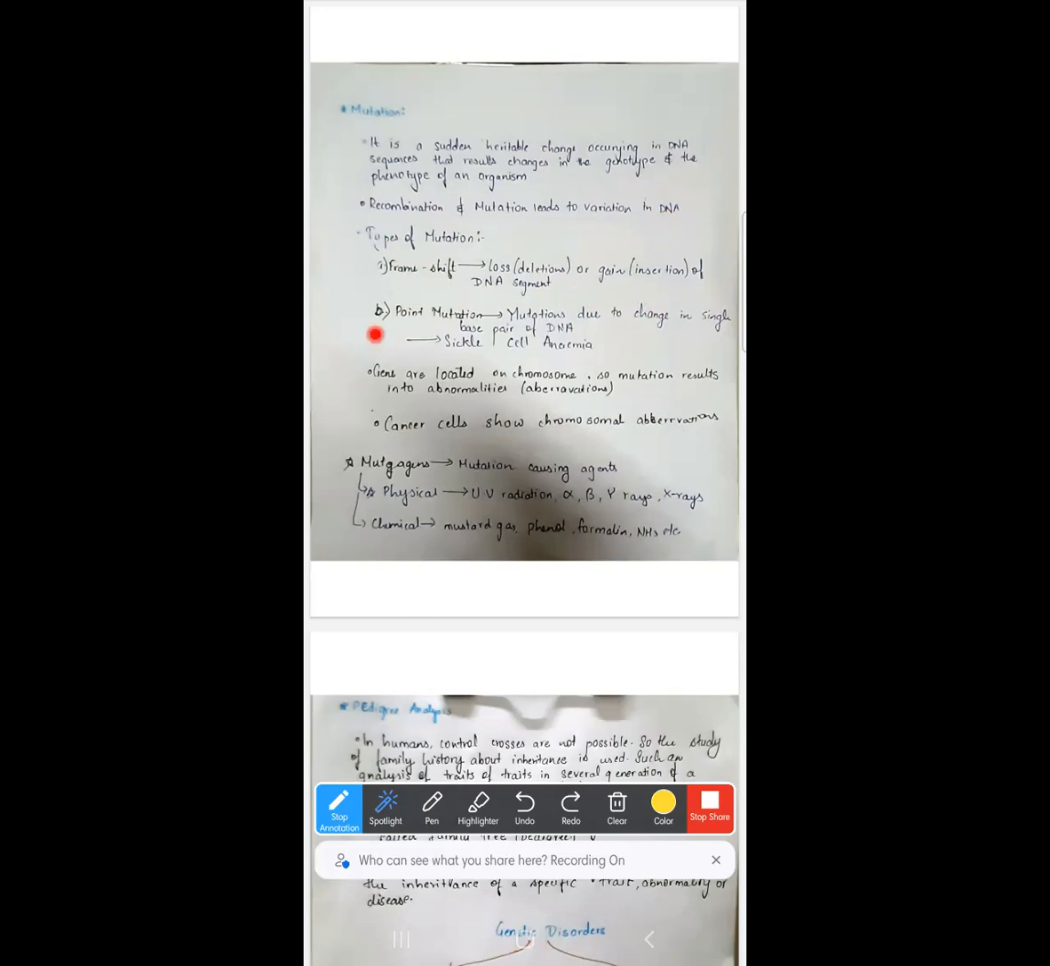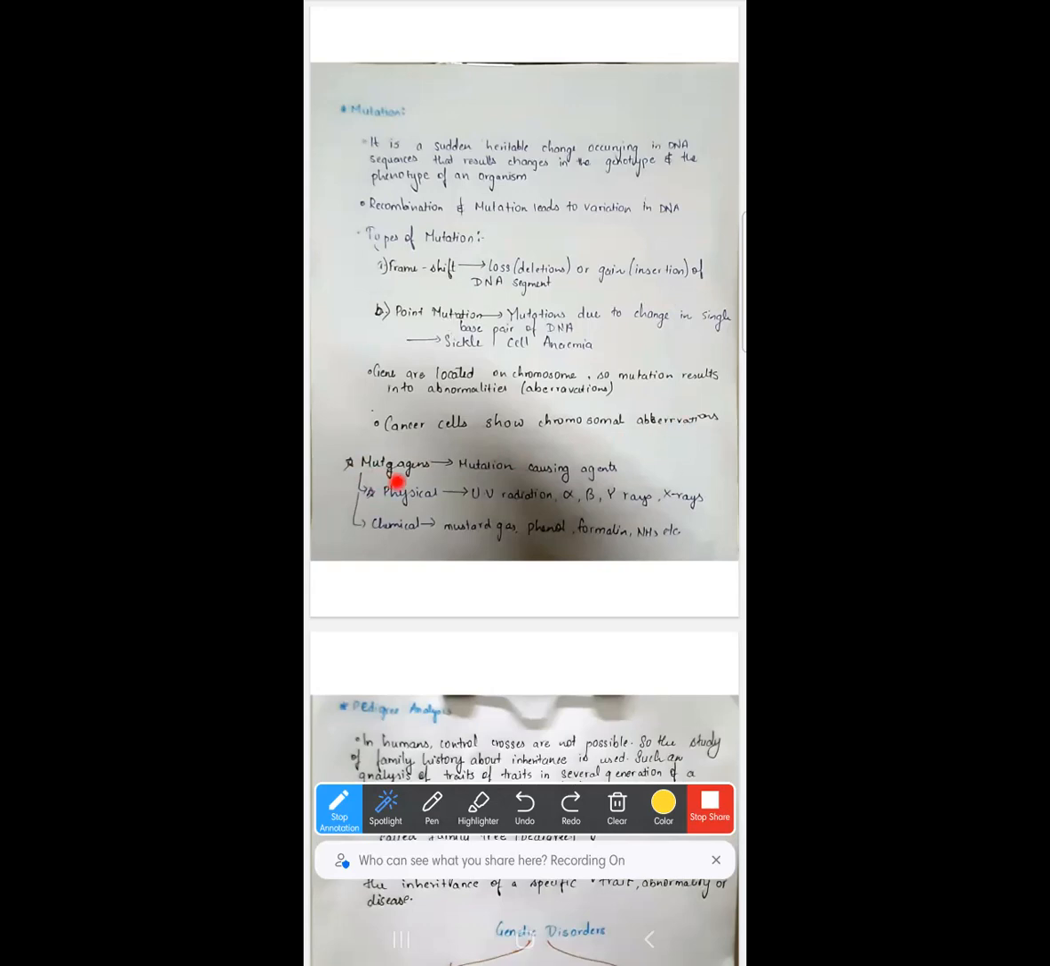And second is point mutation, due to change in a single base pair of DNA. An example of this is sickle cell anemia. Genes are located on chromosomes. So mutation results in abnormalities or aberrations. Cancer cells show chromosomal aberrations.